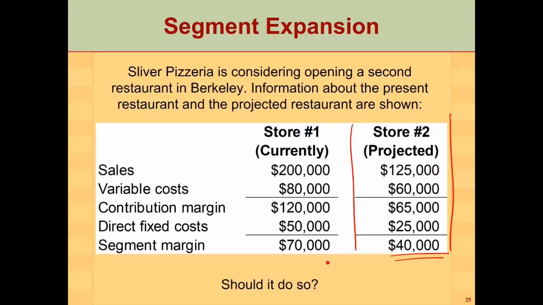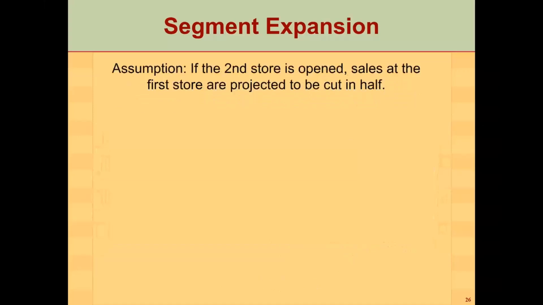Well, possibly my new profit is going to be $110,000, but as you likely have thought, what if store number two eats into the customers of store number one? Some of the customers who initially went to store number one and helped us make that $70,000 of margin for store number one are now going to store number two. Perhaps store number one is negatively affected with the opening of store number two. So let's make an assumption that if store number two is opened, sales at the first store are projected to be cut by half. Now rerun the data, figure out what your new profit would be.